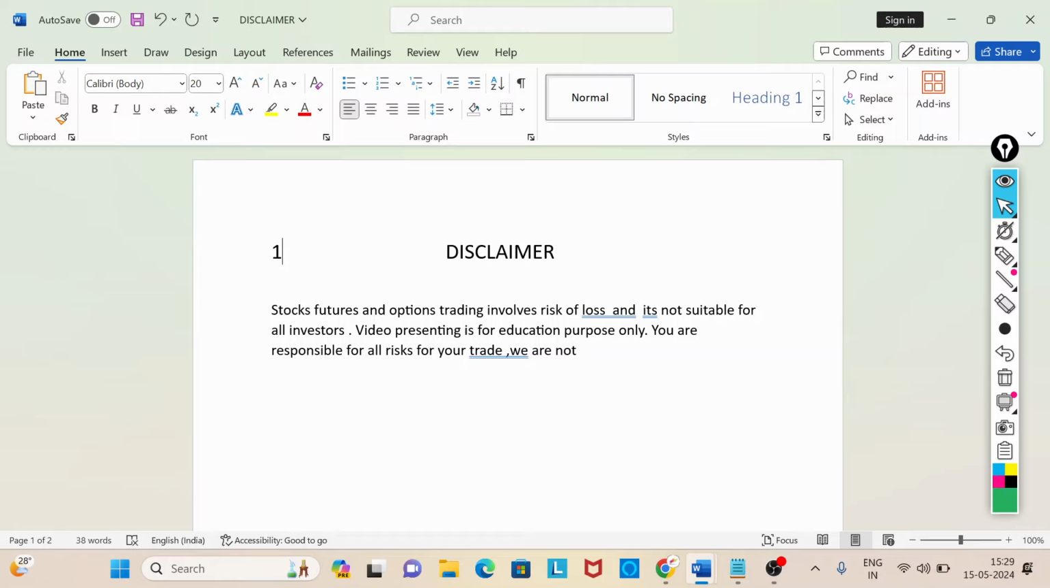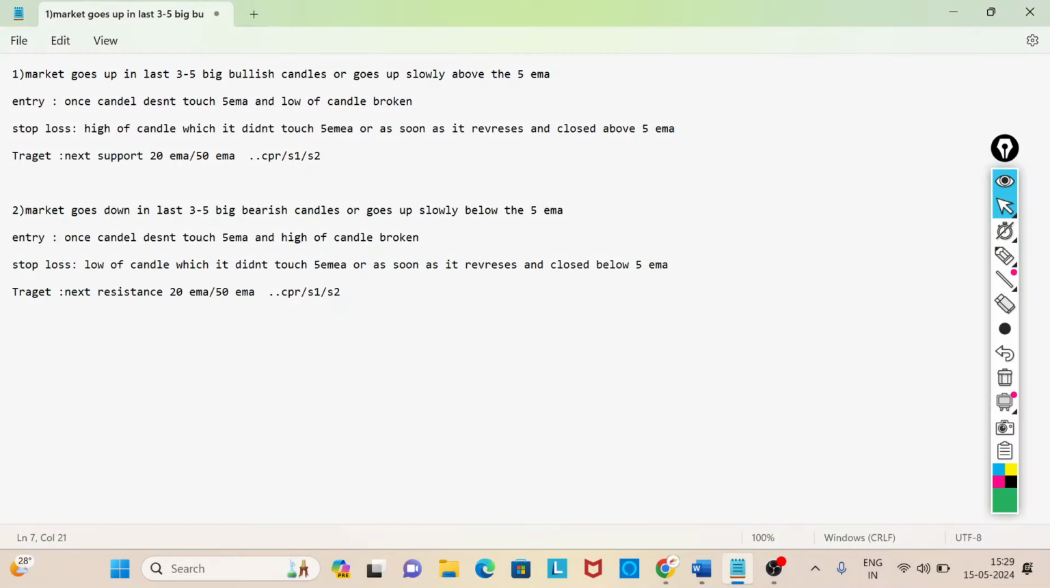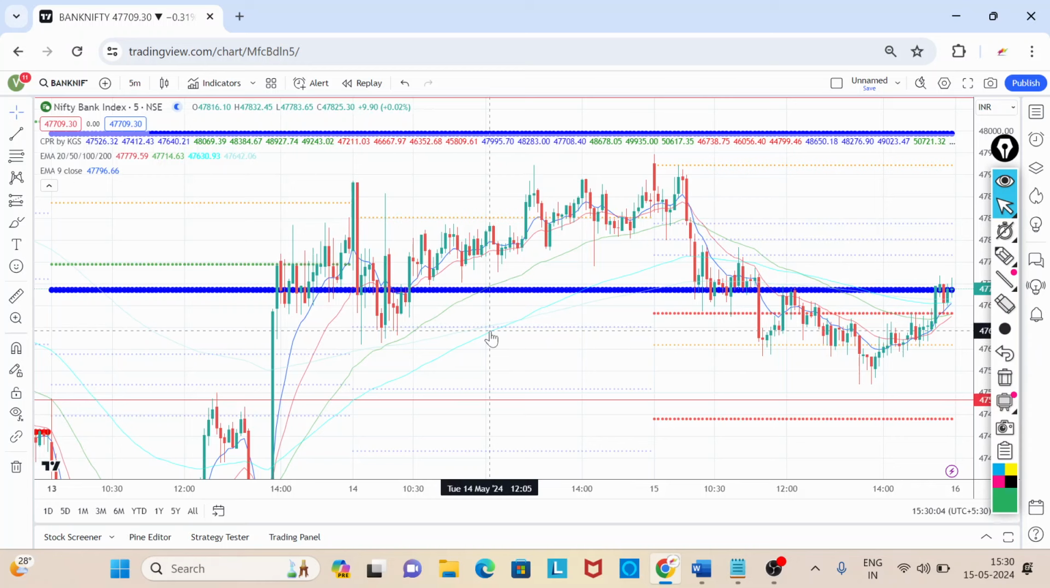Let me start with the scenario. There are two scenarios for this. One is if the market goes up in the last 3 to 5 big bullish candles, or goes slowly above the 5 EMA. Let me explain how we can keep the 5 EMA indicator in the graph.